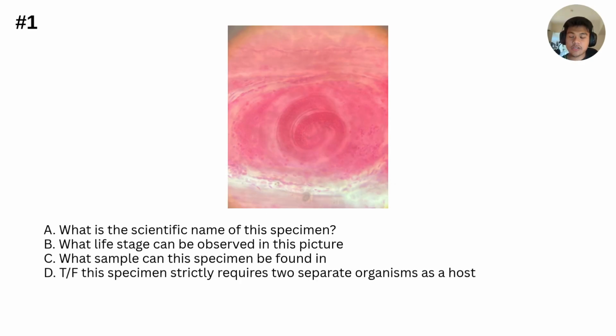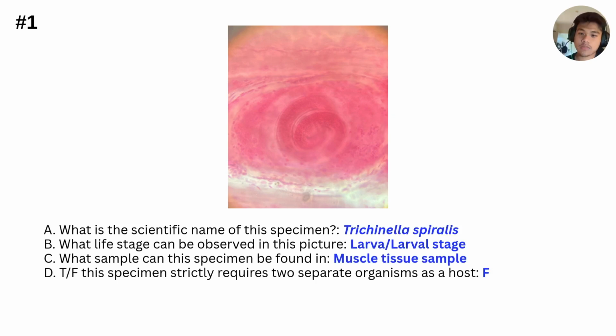So beginning with station 1, we can observe one image and with the following questions of scientific name, life stage, what sample can the specimen be found in, and if the specimen strictly requires two separate organisms as a host. So to answer these questions all combined, we have Trichinella spiralis coming from the coiled appearance of the larval stage, which is actually observable in this picture. And this larva is found in muscle specimens or muscle tissue, given that round circular pink structure around it, which is the muscle cell, which the organism uses for protection and feeding. And lastly, this specimen does not require two separate organisms as a host, as it only needs one.